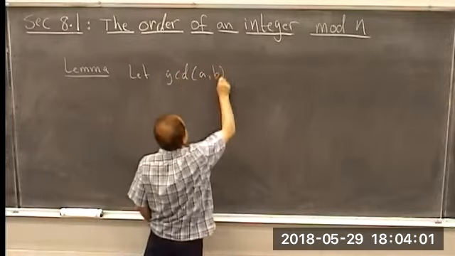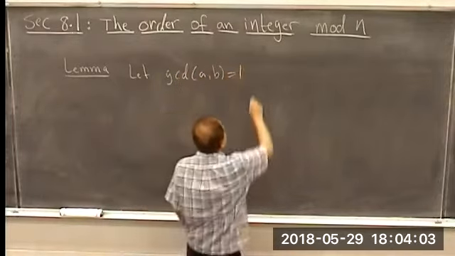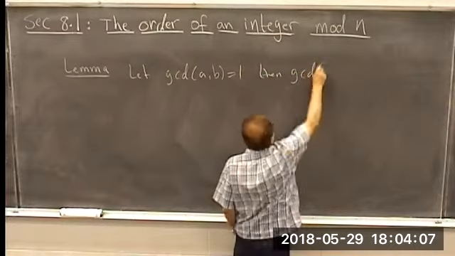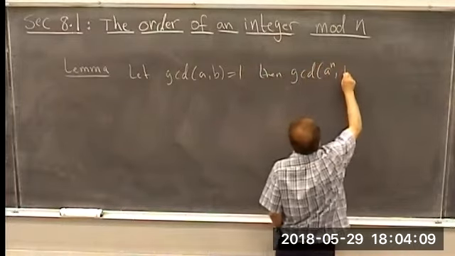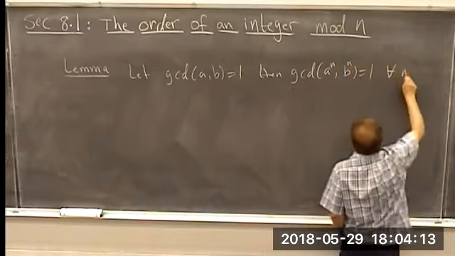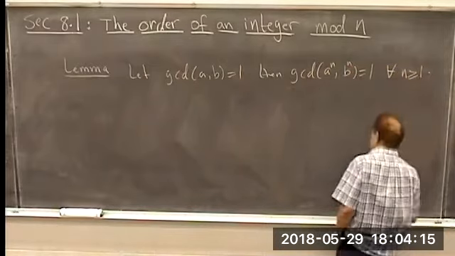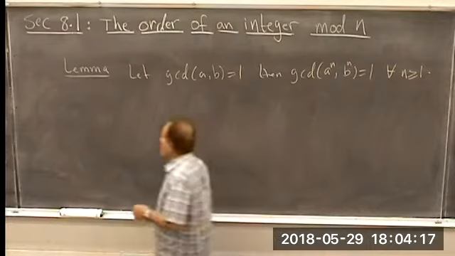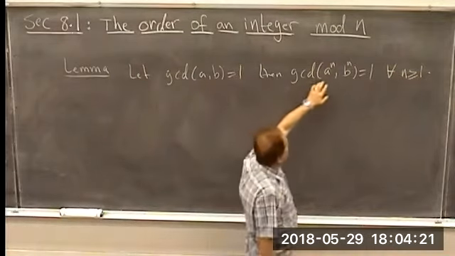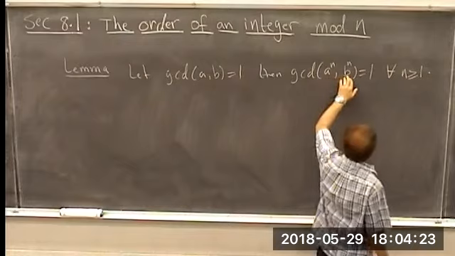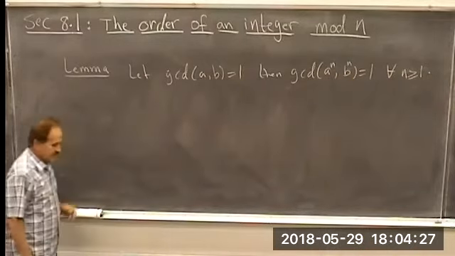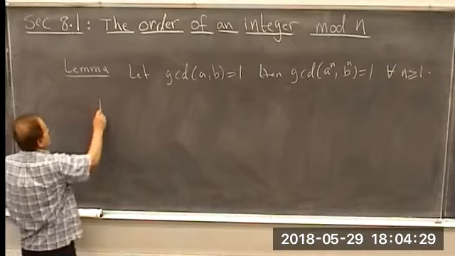If the greatest common divisor of A and B equals 1, then the greatest common divisor of A to the n and B to the n equals 1 for every n bigger than or equal to 1. You saw in the homework that when this one is equal to 1, you were asked to prove that A squared and B squared are relatively prime. So this is actually true for every n. And the proof is by induction.